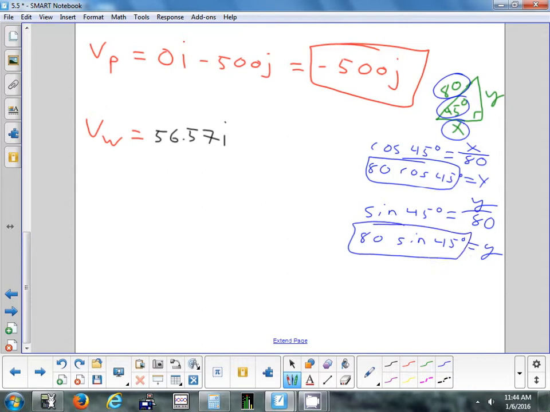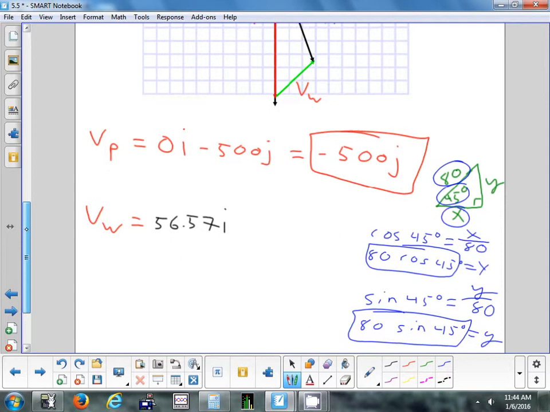That's the north component of the wind. Okay, that's how much it's slowing him down. You can type it in, but it actually comes out exactly the same. Just a coincidence. Okay, so 80 sine 45 is 56.57 J.